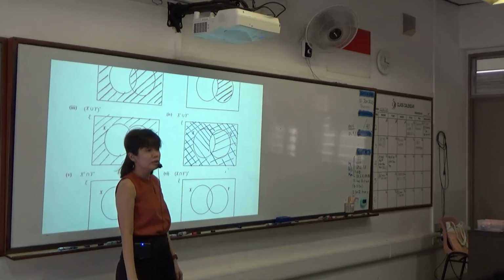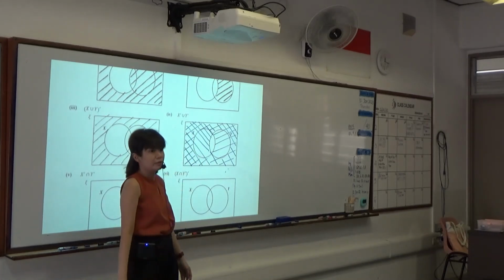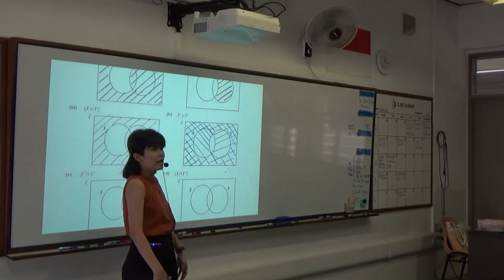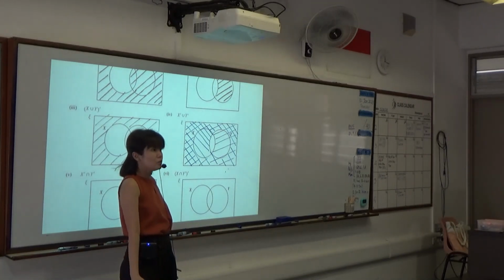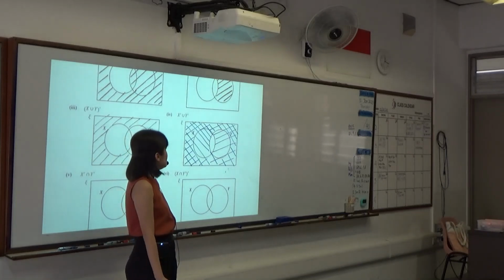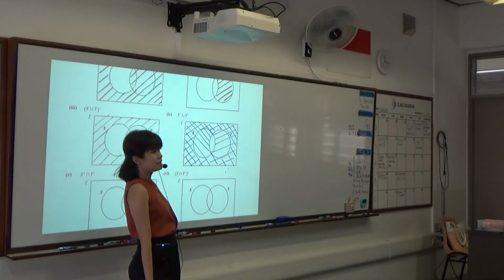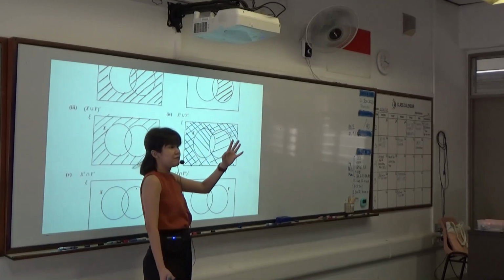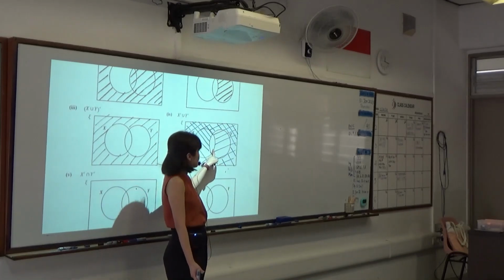Okay, we're looking at union. So you just shade like that already. No need to go and erase, no need to go and think. Whatever is shaded is already inside. Union means everything, alright? So essentially, what are you shading for X complement union Y complement? It is everything except the intersection.